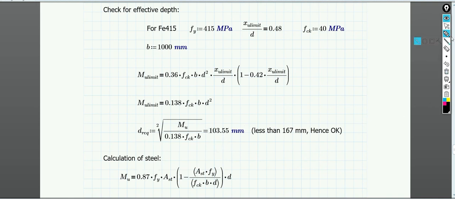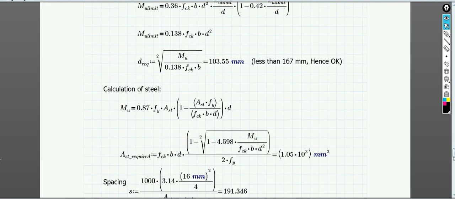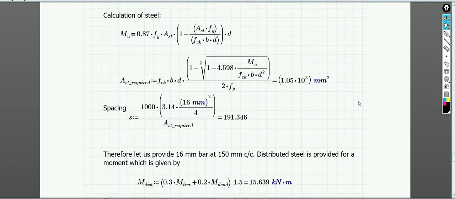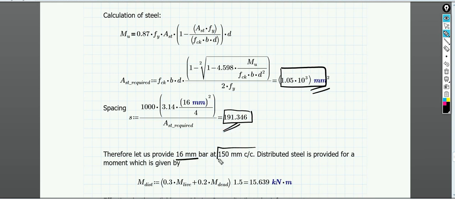Now we will go for calculating the steel, and the steel comes out to be around 1050 mm square. And if I want to find the number of bars or the spacing of the bars required, then if I place 16 mm bars, it comes out to be around 191.346. As this is a little bit high, we can provide 16 mm bar at a spacing of 150 center to center. Okay, now this is actually the main reinforcement, right?